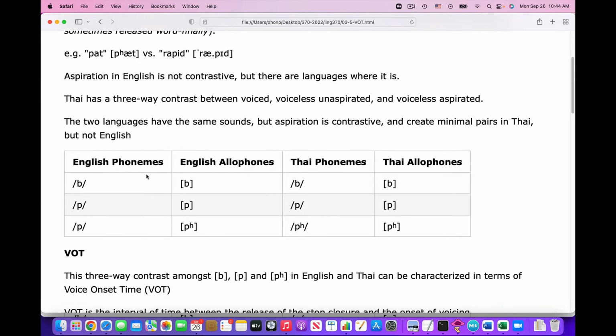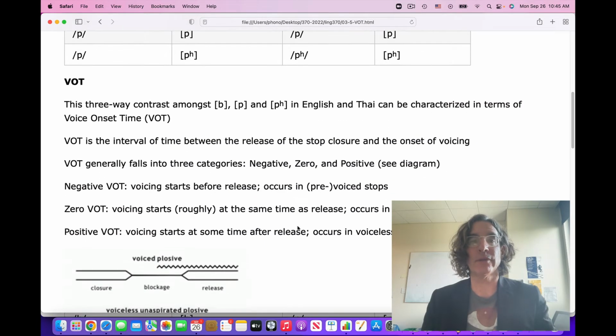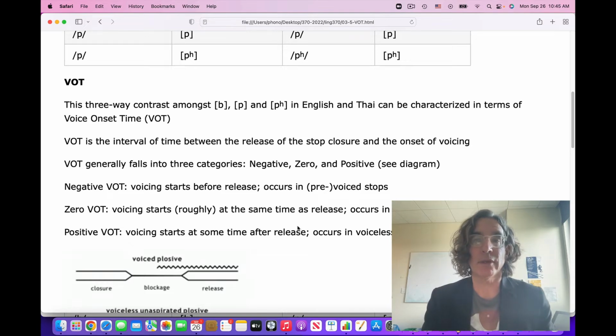So to chart this out in terms of phonemes and allophones, English has the two phonemes, ba and pa, and then there is an allophonic alternation between voiceless unaspirated and voiceless aspirated in English. In Thai, on the other hand, in the same environment, you can find fully voiced ba, voiceless unaspirated pa, and voiceless aspirated pa. So, moving to the phonetics, the three-way contrast amongst ba, pa, and pa in both languages can be characterized in terms of voice onset time.